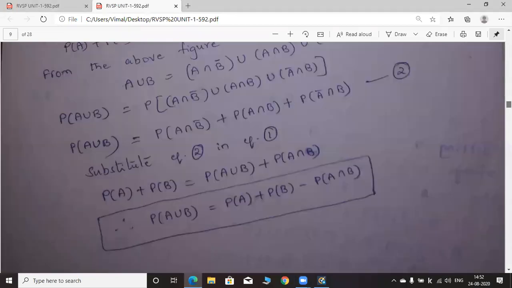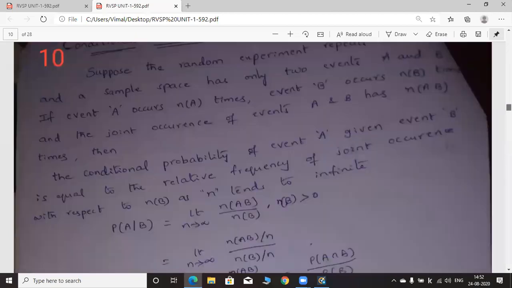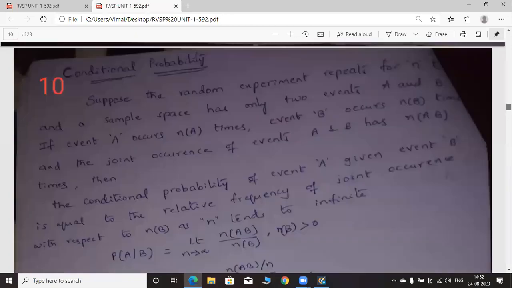Okay, this theorem is proved already. The next definition is conditional probability. What is meant by conditional probability? The name itself indicates that some condition has to be satisfied to calculate the probability of some event A or some event B. Okay, so here the conditional probability definition is given for you.